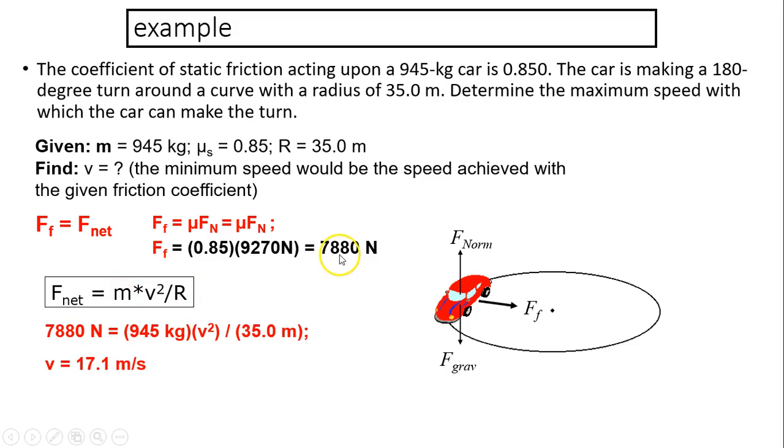Now this friction is the one providing centripetal force. So 7,880 equals the centripetal force, which is 945 times v squared divided by 35, mv squared over r. From here, you can solve for v, which is 17.1 meters per second. That's the maximum speed you can turn. If you're over this speed, you will not be traveling in a circle because you will be getting off the circle, sliding sideways.